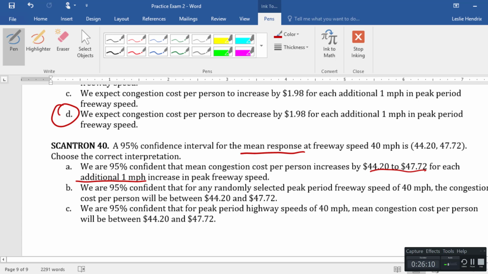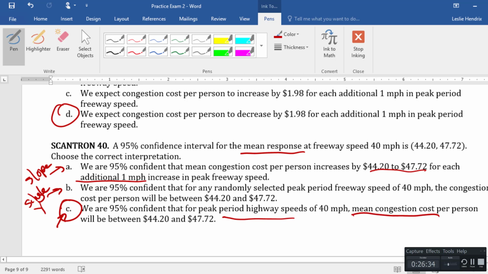And remember we said A is how it looks when you're interpreting the slope. C is the one that we want. C is our answer. We're 95% confident that for peak period highway speeds of 40 miles per hour, mean congestion cost, mean y per person, will be between $44.20 and $47.72.